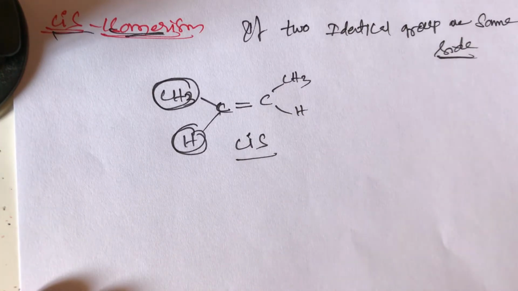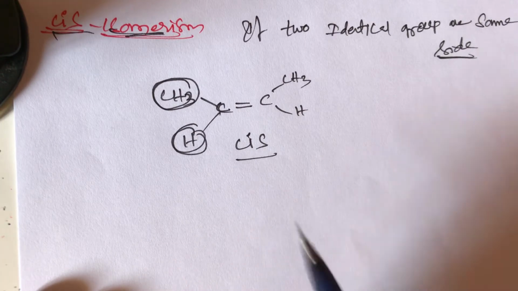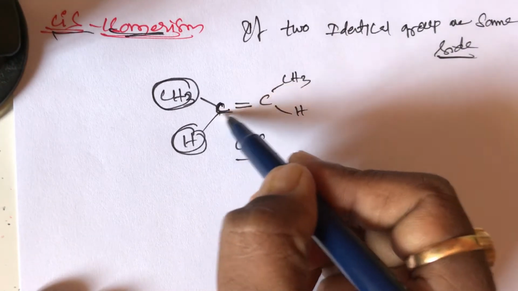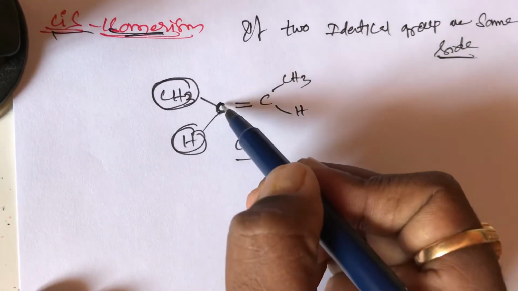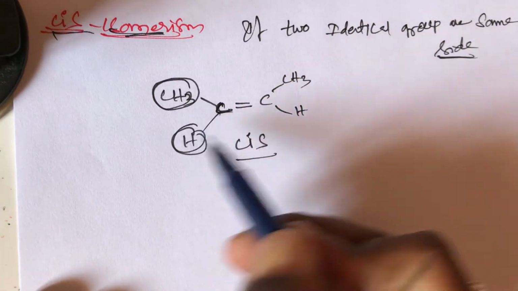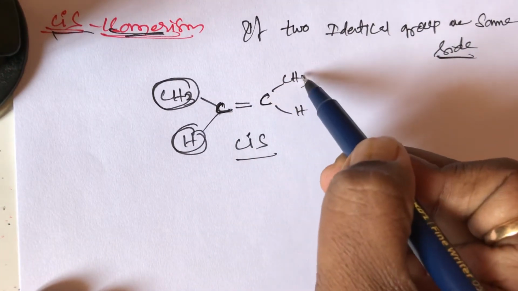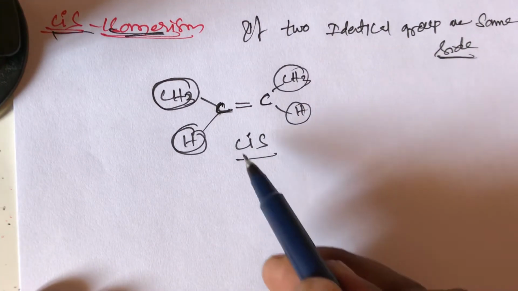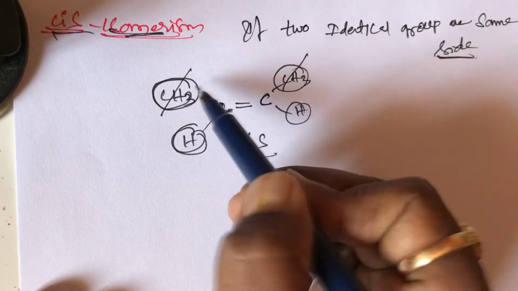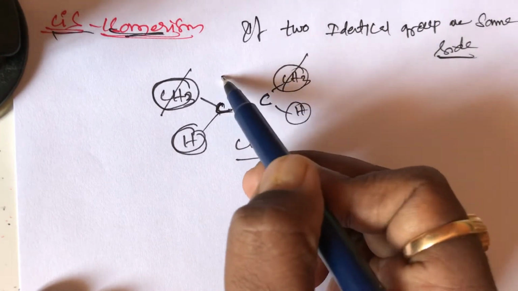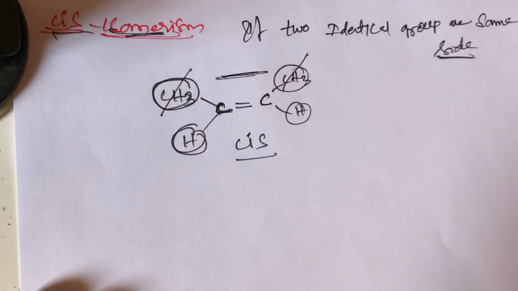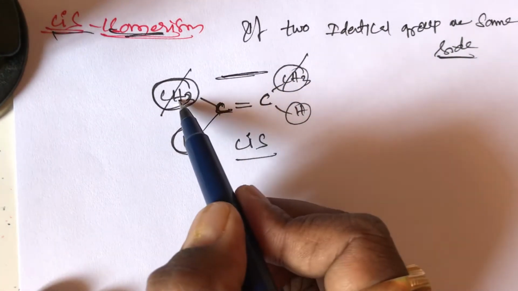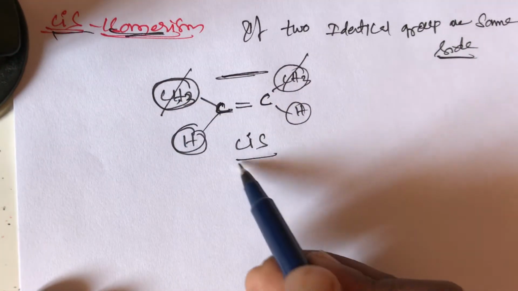Two groups must be different, and there must be restricted rotation also. That is the main condition. Here this carbon has two different groups, and the second carbon on the right side also has two different groups. Here methyl group, here methyl, these both are the same groups present on the same side, that is called cis isomers.